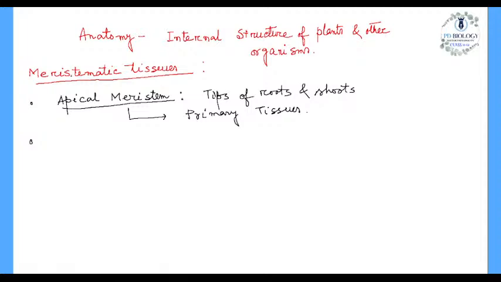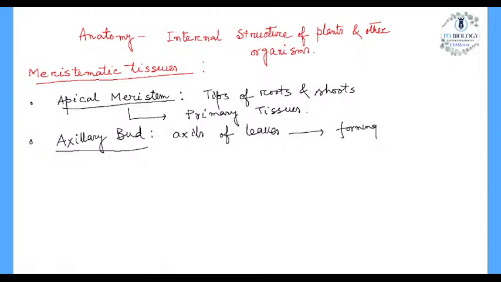Next, axillary bud. So axillary bud present in the axils of leaves, and they are capable of forming a branch or a flower.